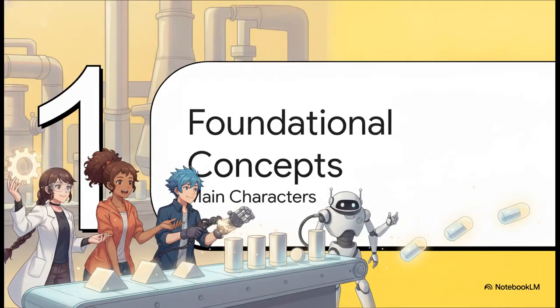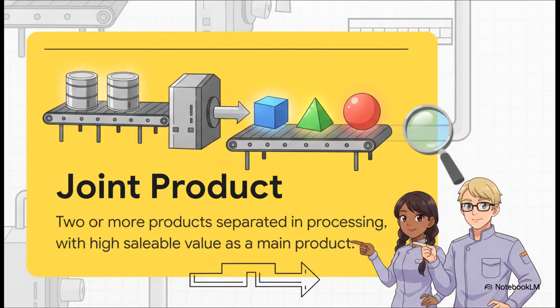All right, Section 1, Foundational Concepts. Let's meet the main characters. First up, we've got the VIPs of the factory, the joint products. Basically, these are two or more products that are produced simultaneously from the exact same raw materials. They travel down the exact same manufacturing process together until they're eventually separated.